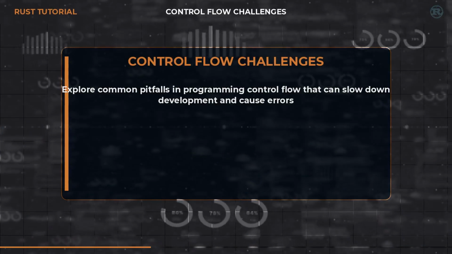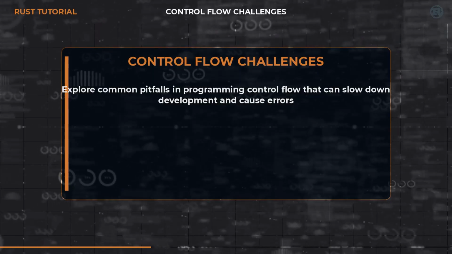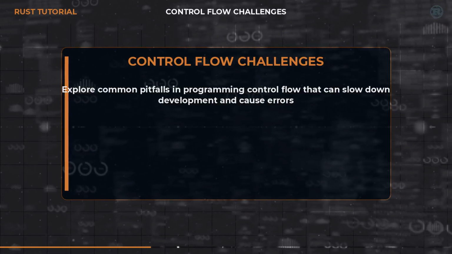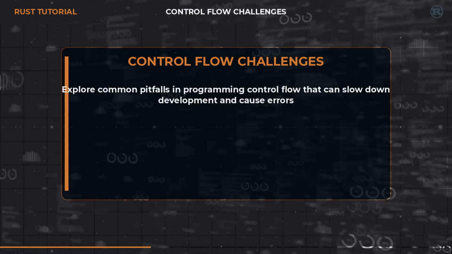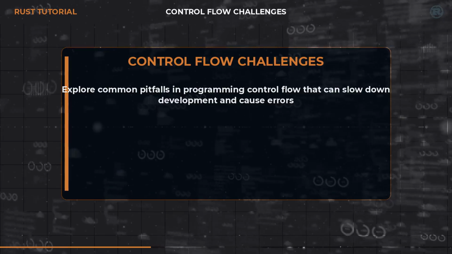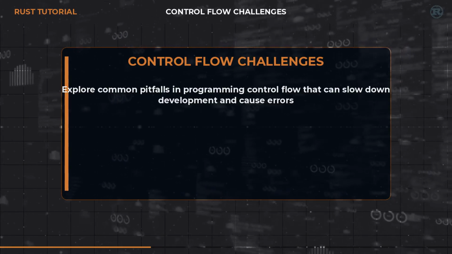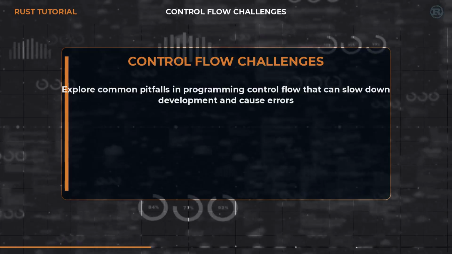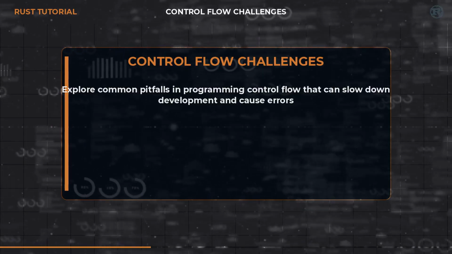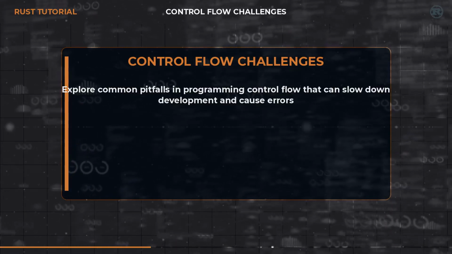Building on the importance of control flow, let's delve into the common challenges that Rust developers face. One significant issue is crafting inefficient loops that can lead to performance bottlenecks. Additionally, confusing conditionals can obscure the logic, making code hard to understand and maintain. Rust's strict syntax helps mitigate some of these problems, but it still requires careful attention. By recognizing these pitfalls, developers can write cleaner, more efficient code.